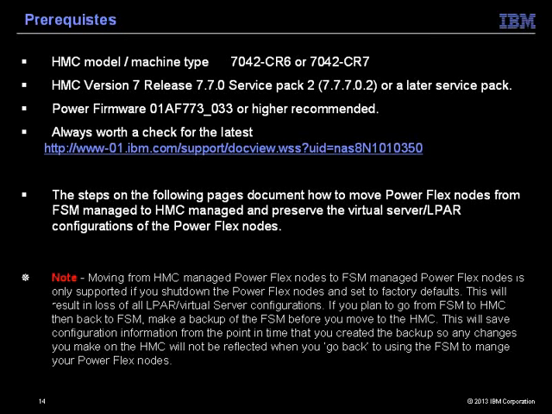The prerequisites, as we saw in the announcement letter and we also saw in that tech note: the HMC model, machine type 7042 CR6 or CR7. We can't use that old C06 that I showed the picture of earlier. It does have to be HMC 777 Service Pack 2 or later Service Pack, not 778 today. Fairly recent firmware levels. The 773.033 or higher is recommended. Always worth a look going out there to see if you're at the latest firmware levels or not.